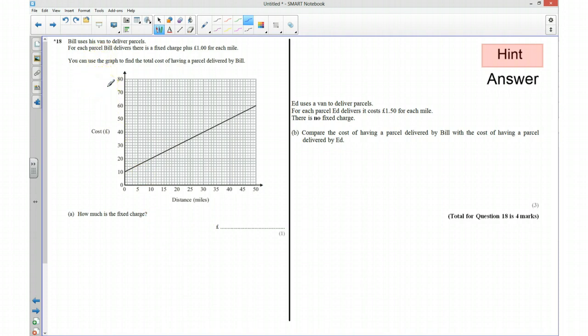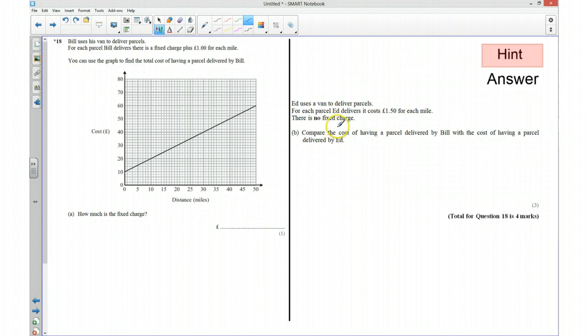For each parcel Bill delivers, there is a fixed charge plus £1 for each mile. You can use a graph to find the total cost of having a parcel delivered by Bill. We need to know first of all how much the fixed charge is. So when they haven't travelled at all, is there a charge that exists? And if there is, that's going to be the fixed charge. Okay, so decide how you're going to work that out from this graph.